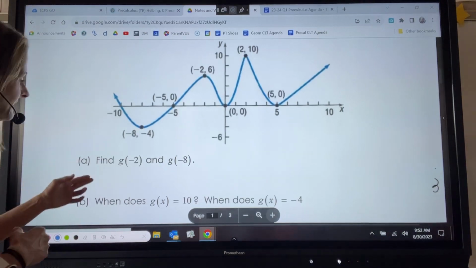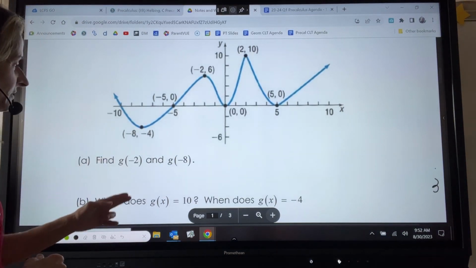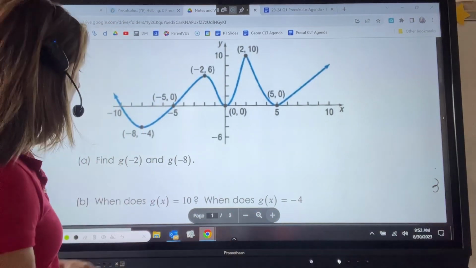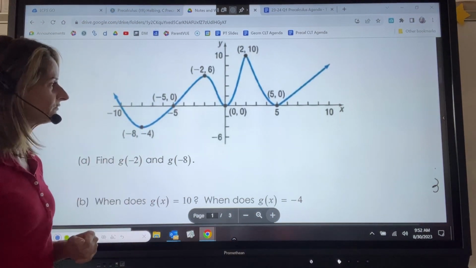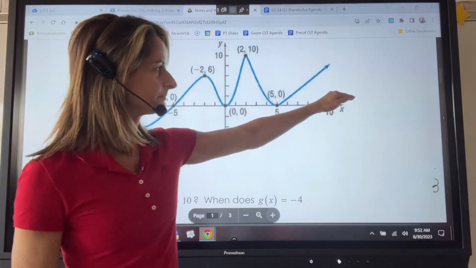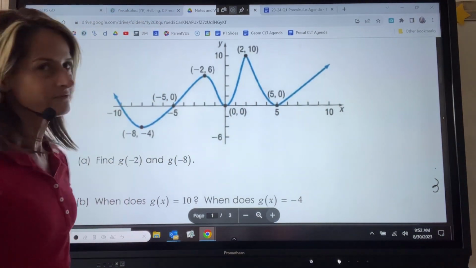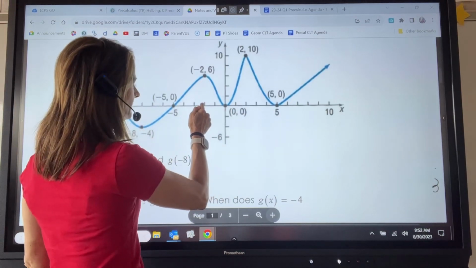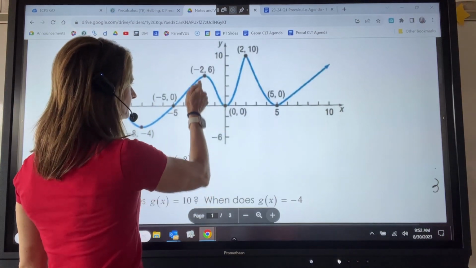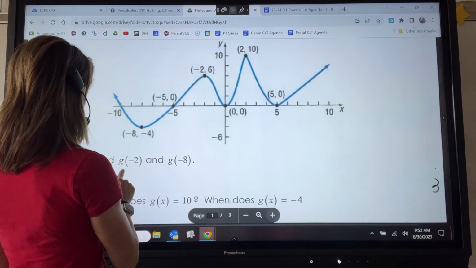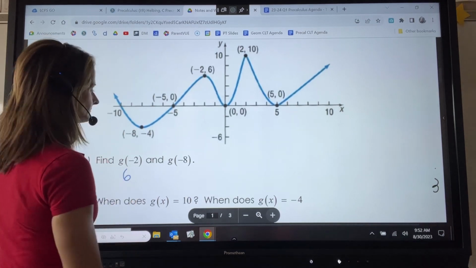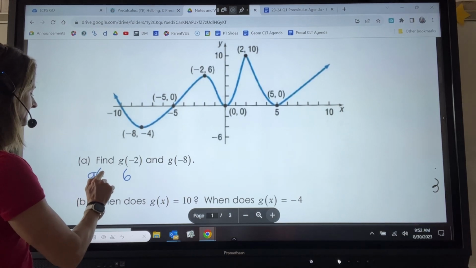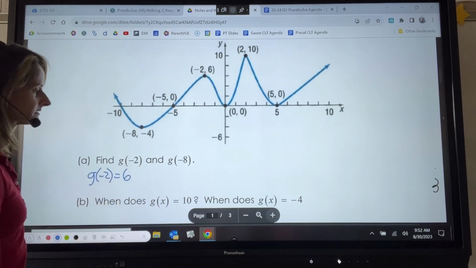So find G of -2 and G of -8. All right, so what does that mean? Where is that at? G of -2. When we input -2 for X, here are all the X values. What do we get for Y? G of -2. So we find -2. When X is -2, what is Y? 6. So really that should say G of -2 equals 6.